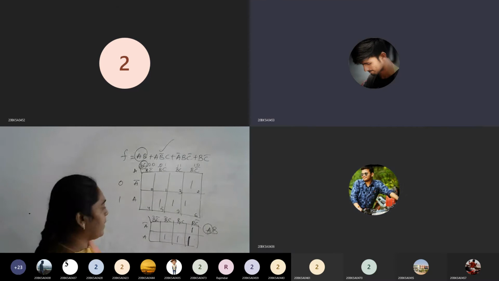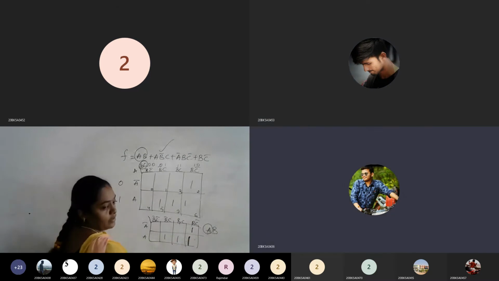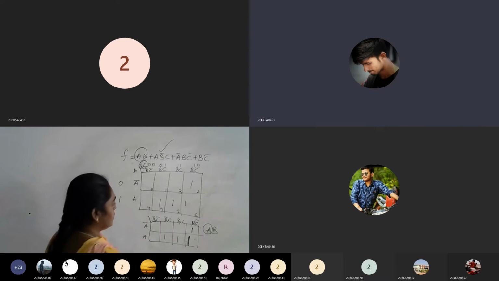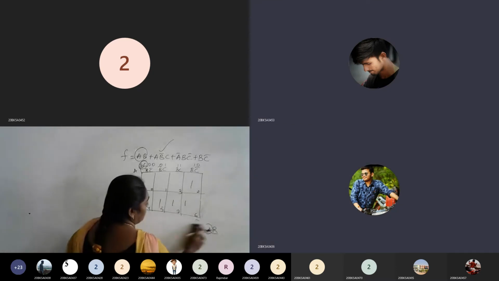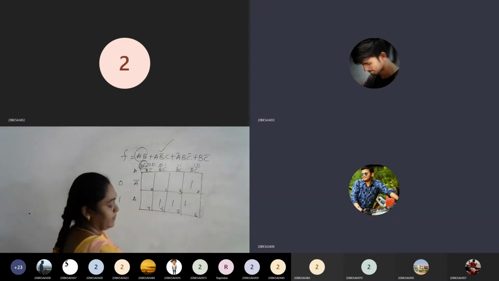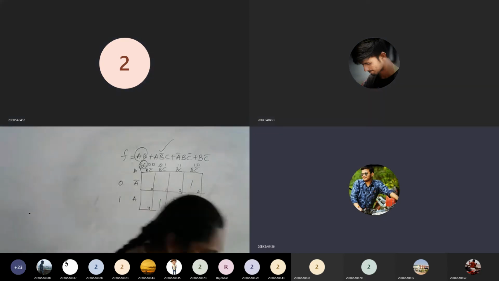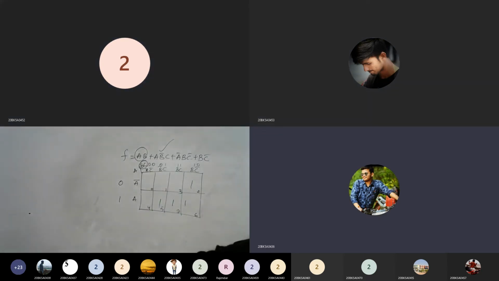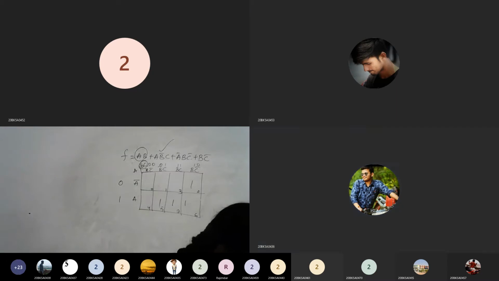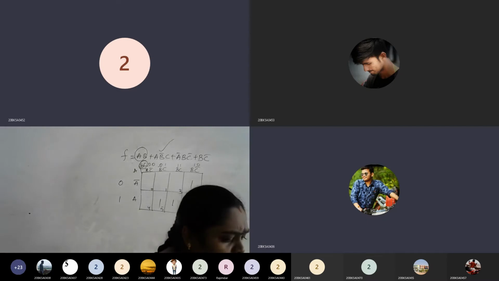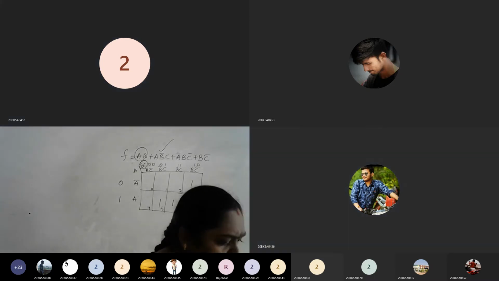If you practice more problems directly, you will be able to solve it directly also. Someone is asking a question. In the exam, can we follow the second method and third method directly, ma'am? Yeah, you can directly point out the plotting of the K-map.